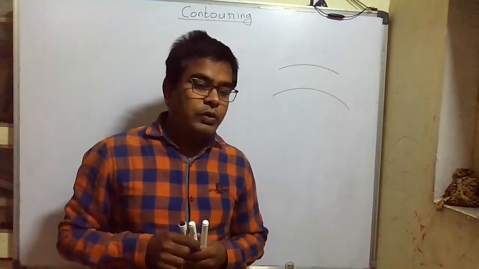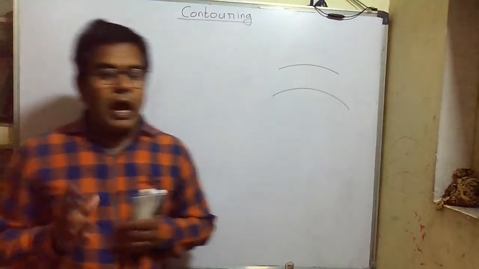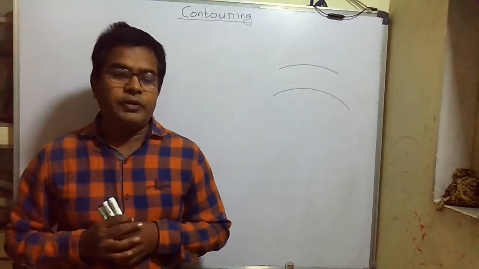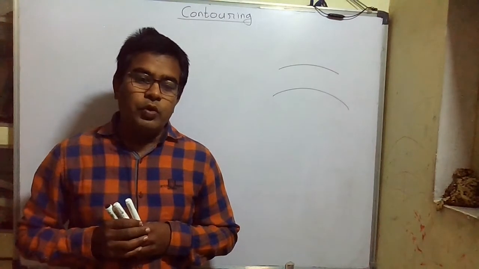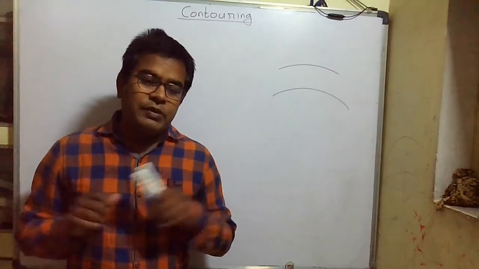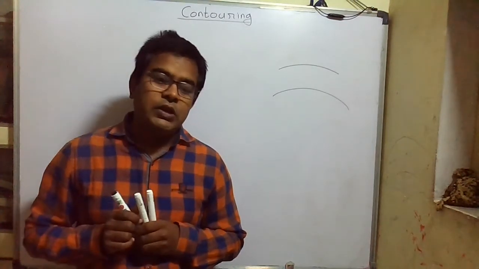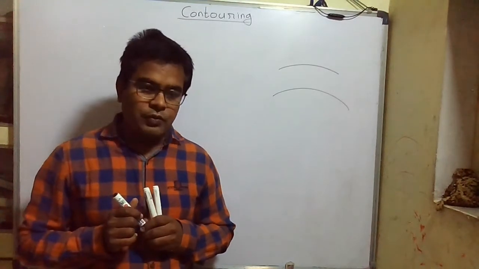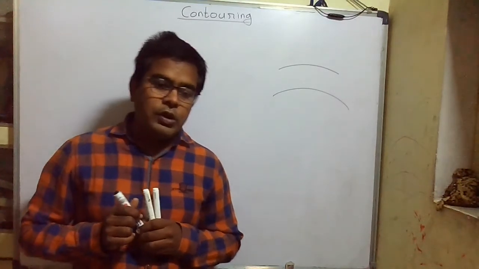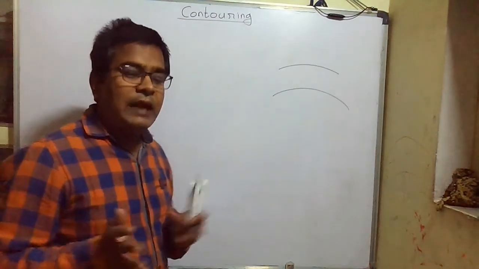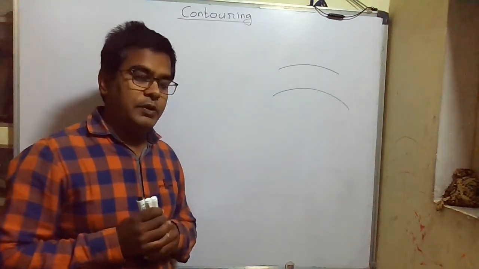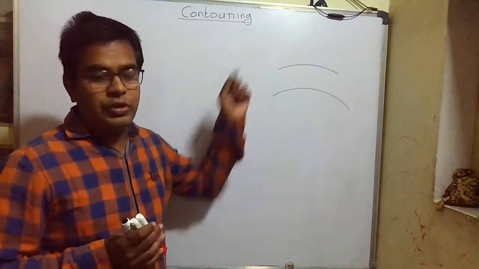In leveling, what do we do? We find out the RL of different points on the surface of the earth. And for what? To know the difference of elevation between the 2 points, that gives us an idea about the undulations of the ground. Now if we have to represent that undulation in the form of a map, we use contouring.